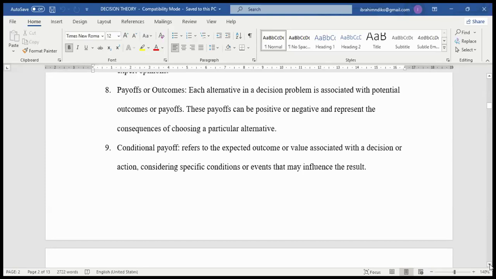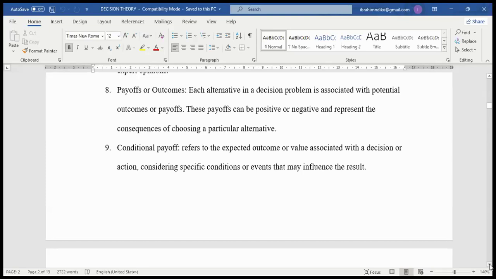So a payoff can either be a profit or a loss. We are saying this refers to the final outcome of a particular event, or the final outcome of a particular alternative that a decision maker has to choose from.